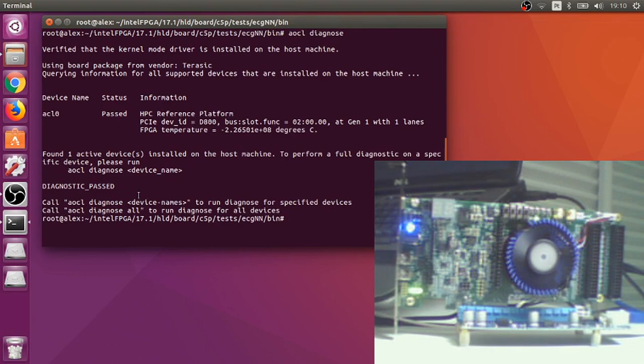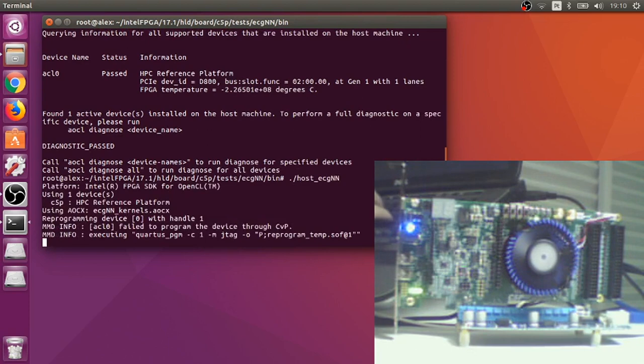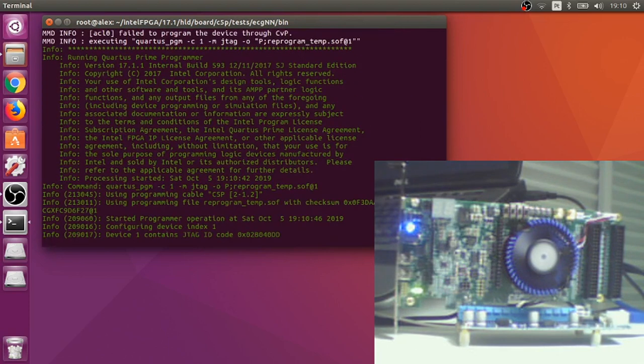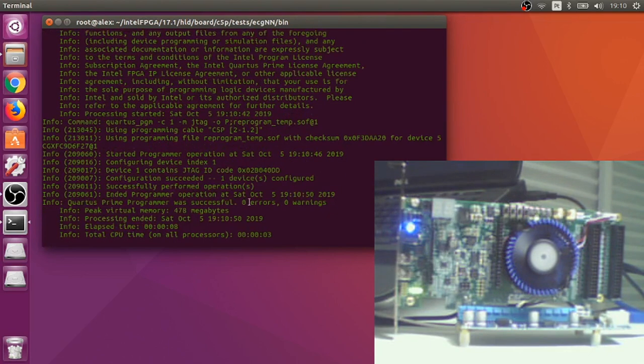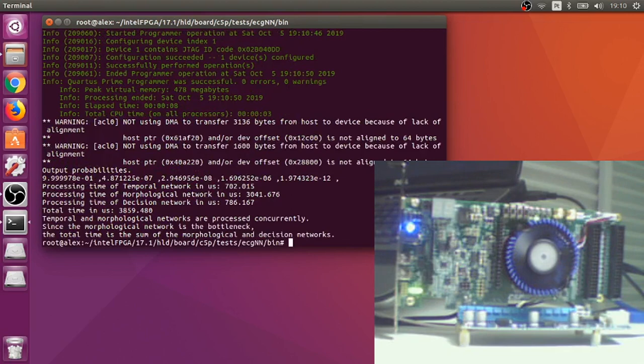Let's launch the compiled host program to start the network system execution. At this time, the FPGA is being programmed and the code is being executed. To demonstrate, we have here the inference of a heartbeat and its output probabilities for the 5 arrhythmia classes. Also, we have here the processing time in microseconds.